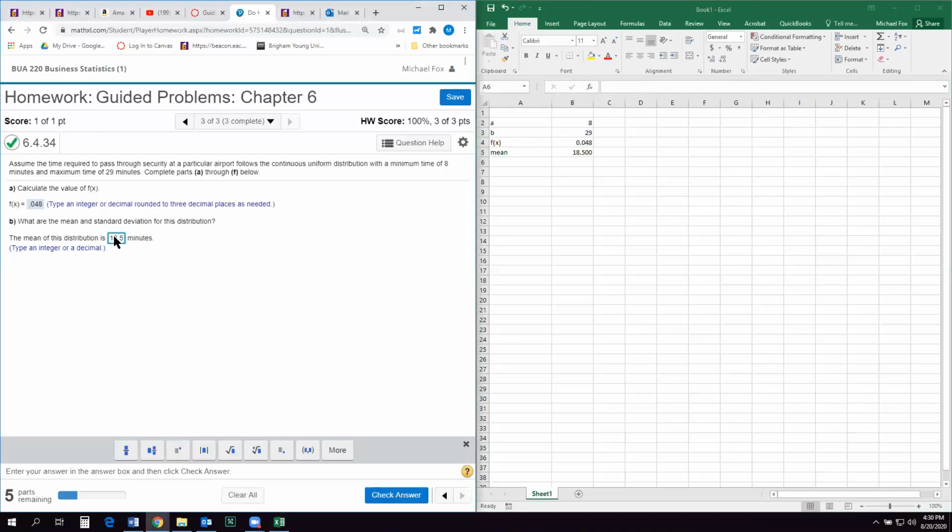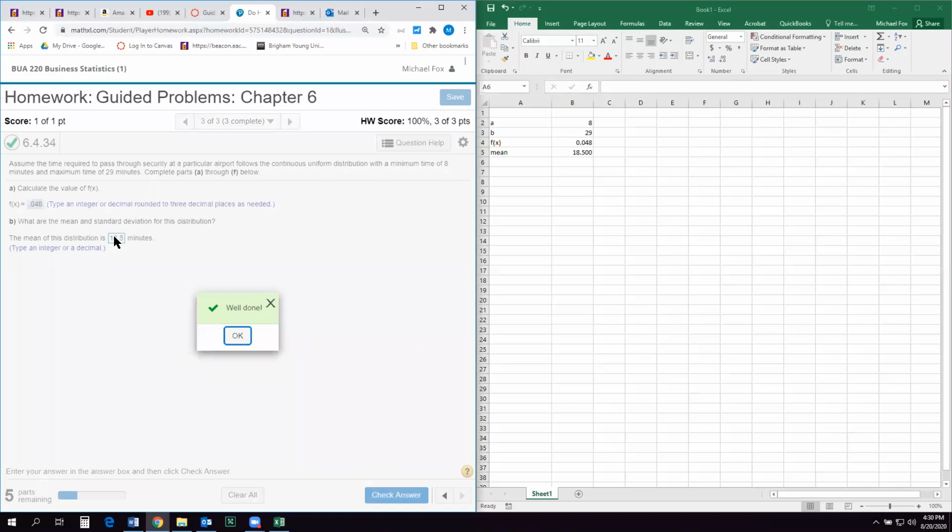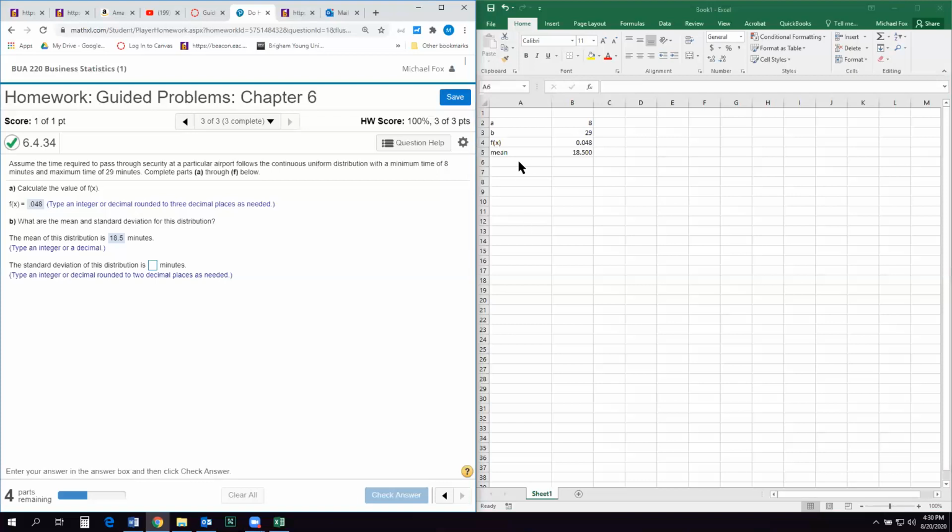So what we're saying is this distribution is uniform within the bounds of 8 and 29. So what's the average? Well, it's 8 plus 29 divided by 2. Okay, that's the middle point. And then the standard deviation, it's a little weirder because they have this weird constant in it that I'm sure if I were a real mathematician, I could tell you where it comes from.